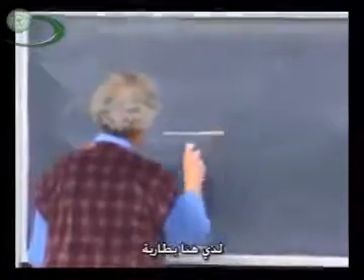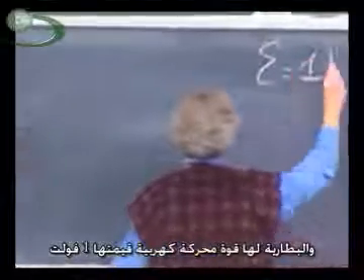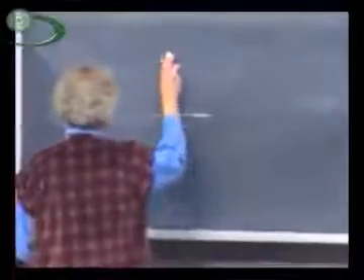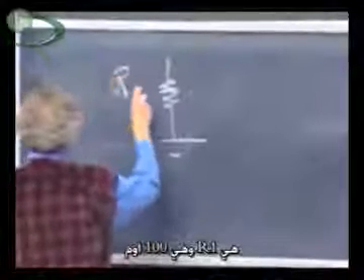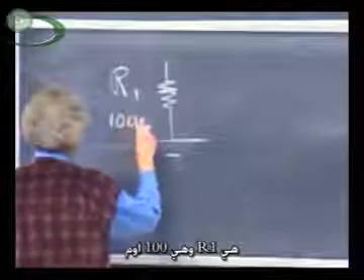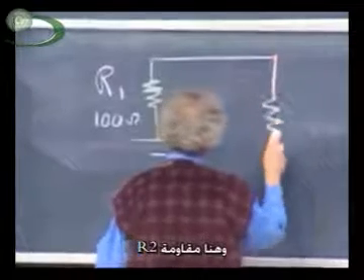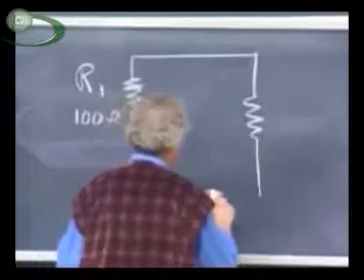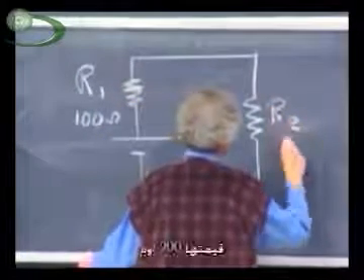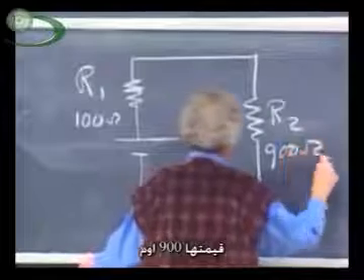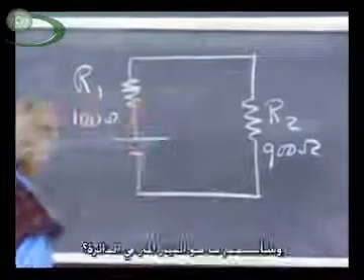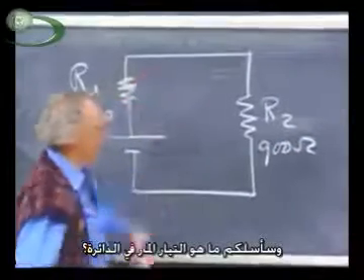I have here a battery, and the battery has an EMF of 1 volt. Here is a resistor, R1, which is 100 ohms. And here is a resistor, R2, which is 900 ohms. And I'm asking you, what is the current that is flowing around?